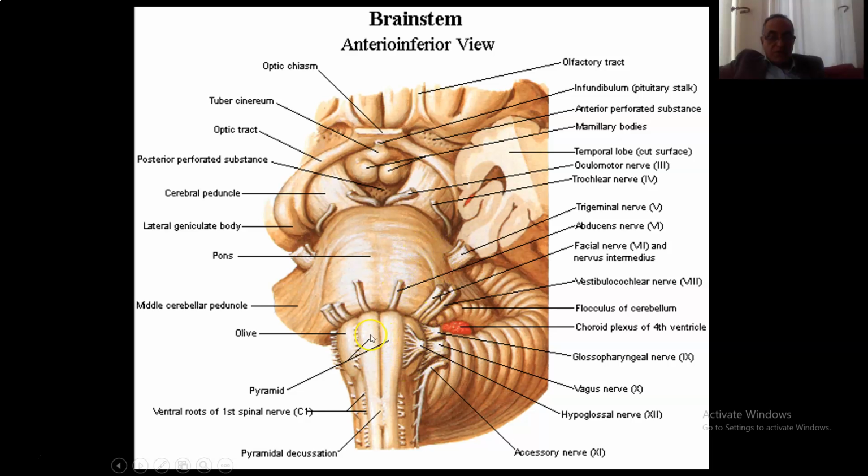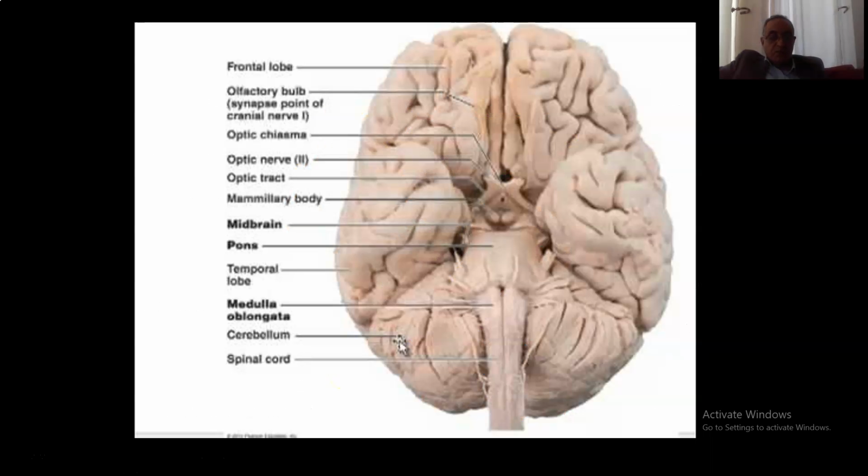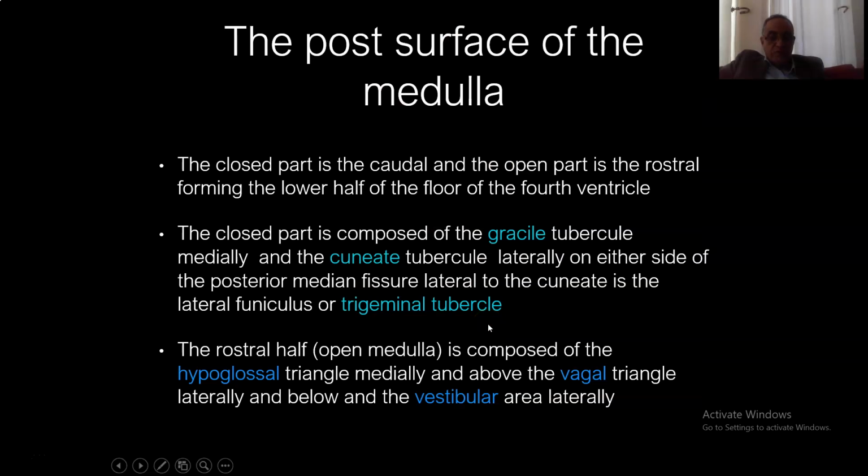Another view, the pyramids, pyramidal decussation at the lower end of the medulla before the spinal cord, and then lateral to it is the olive, pre-olivary sulcus, hypoglossal roots, post-olivary sulcus, and then posteriorly we have, lower down, the trigeminal tubercle, and up we have the inferior cerebellar peduncle. Another view showing the medulla, the fissure, and the elevation.